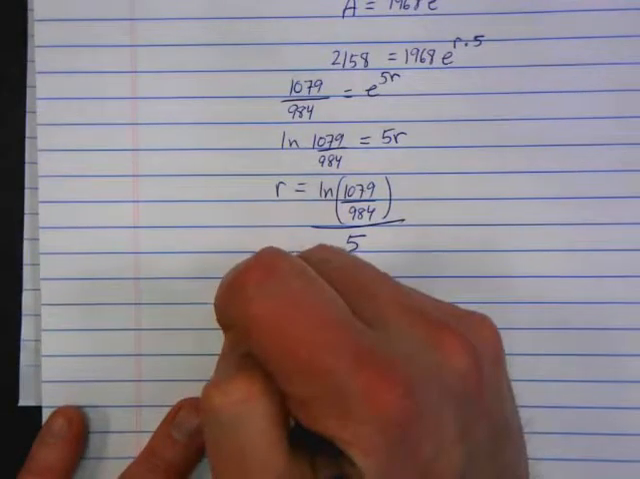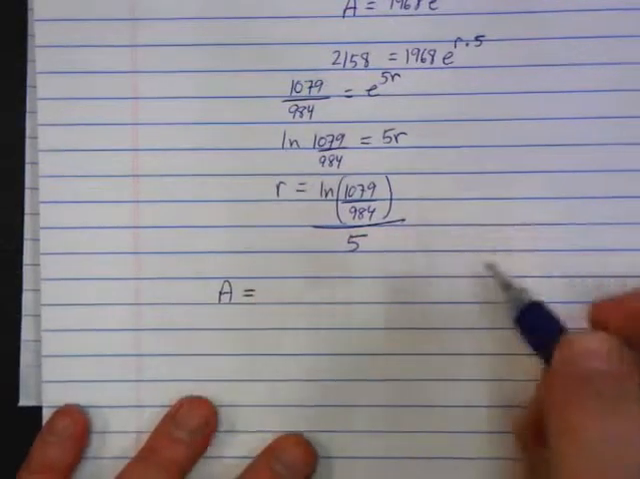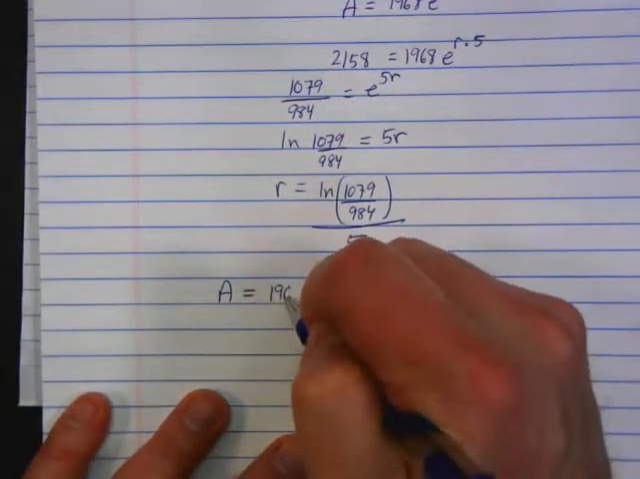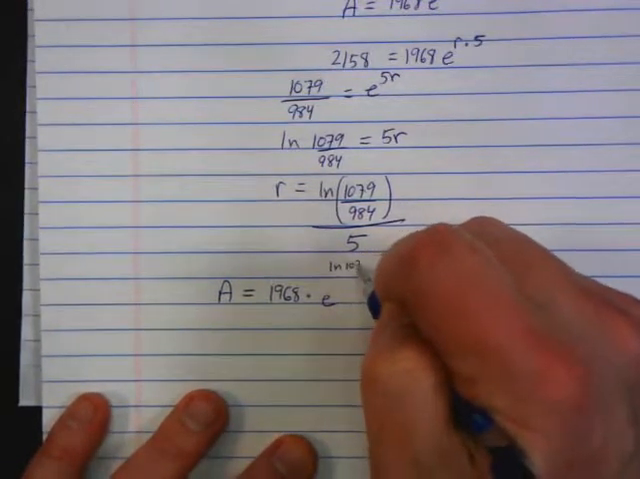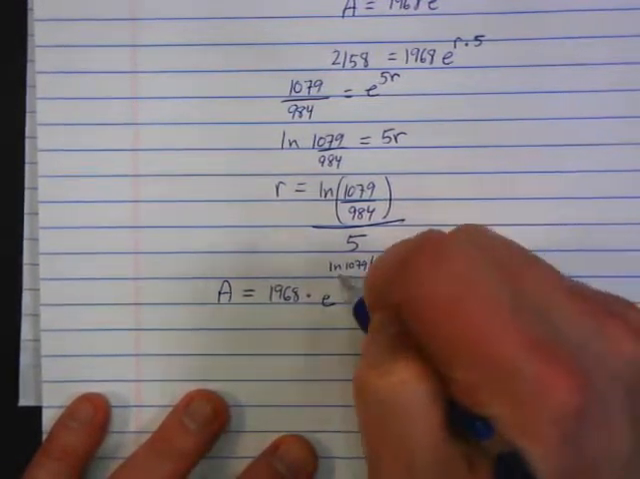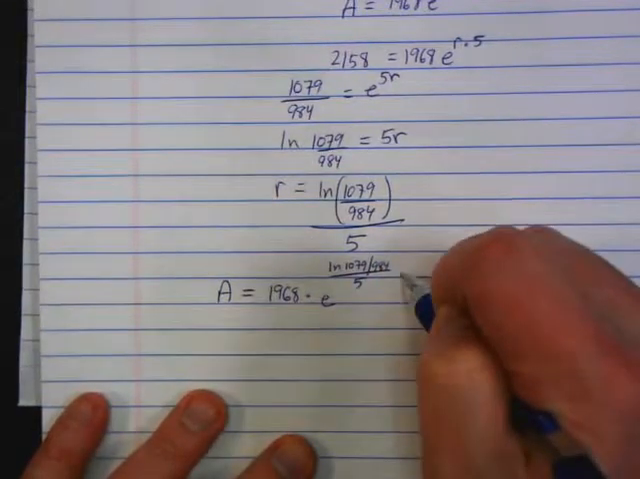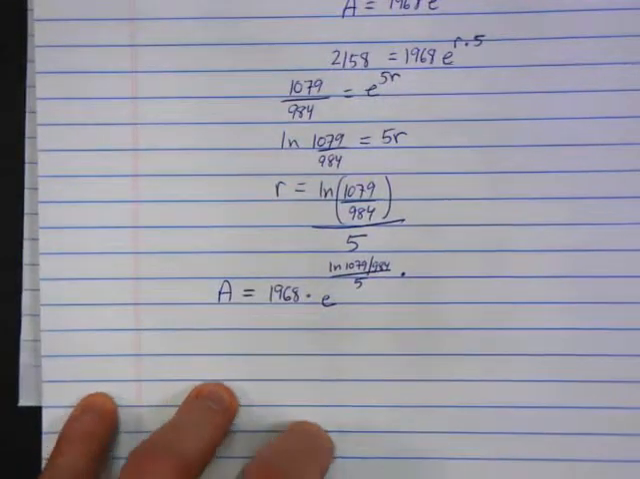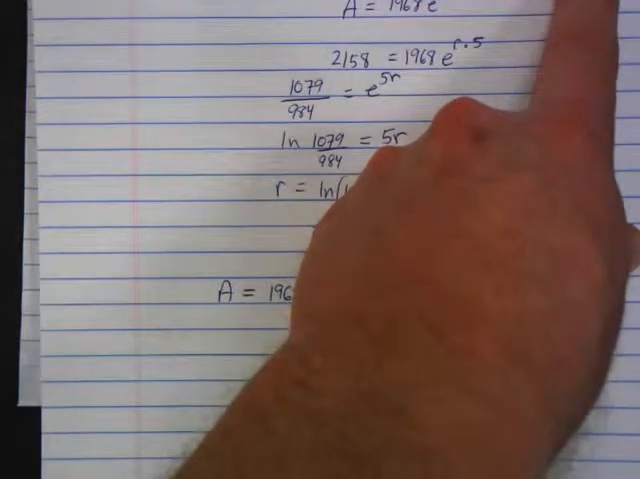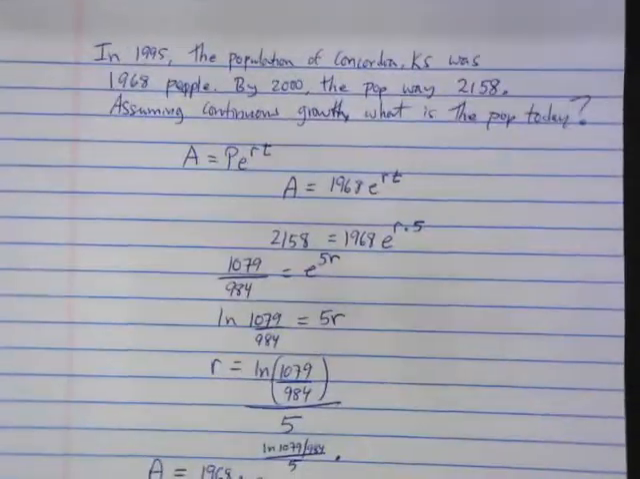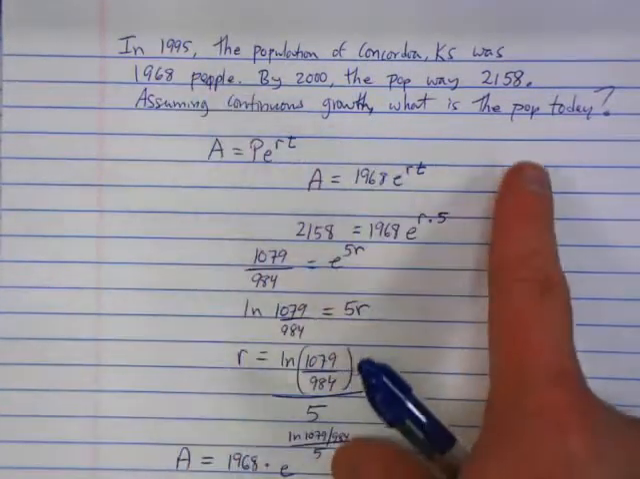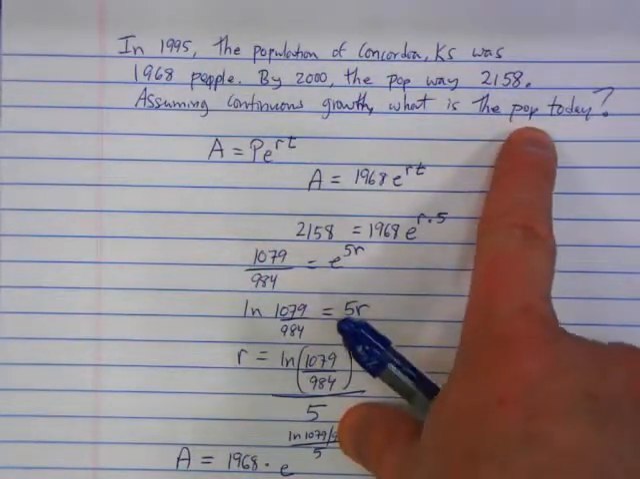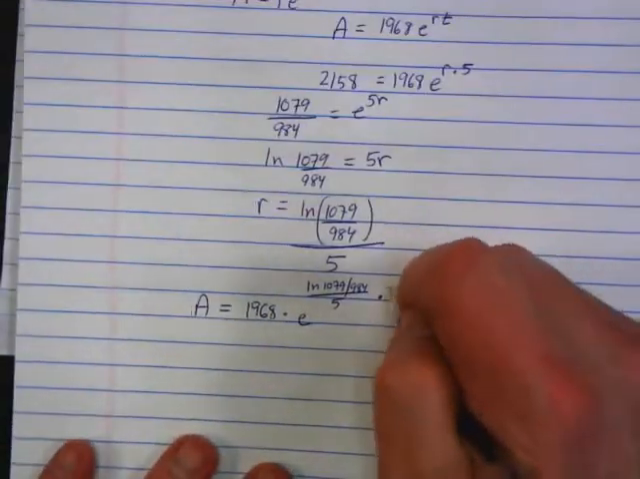So my final answer would be A equals 1968 times e to the ln of 1079 over 984 divided by 5 times t. And then it asks, what is the population today? Well, we started in 1995. This is the year 2015, so that's 20 years later, so I plug in 20.